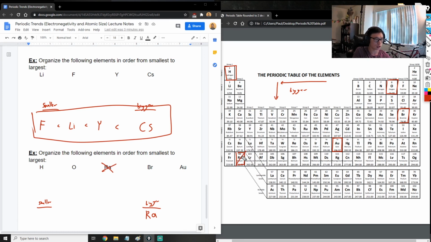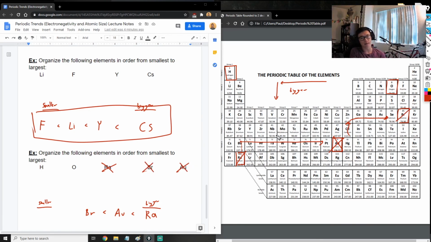Okay, and as we go up and as we go to the right, they get smaller, and we notice that we have gold. So gold is the next biggest. It's just a little bit smaller than Ra. And as we go up on the periodic table and as we go left, you're going to notice that we have Br. So Br is going to be our next one.